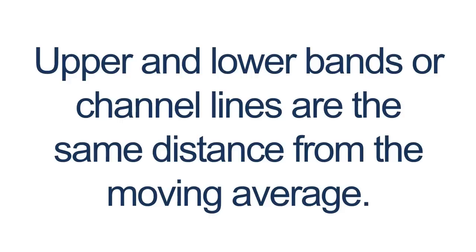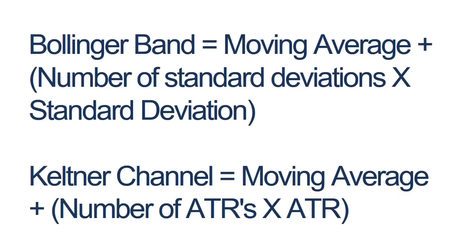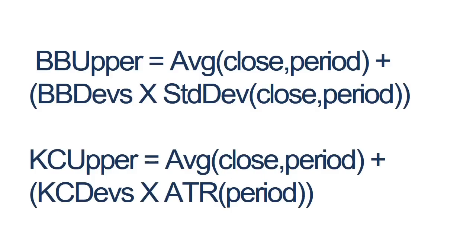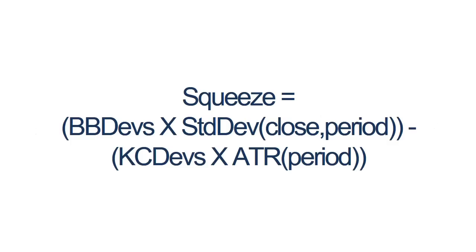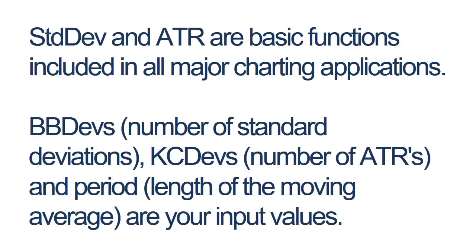Then the basic formulas we need are presented here. Or if we translate this into code, we get this. The squeeze is calculated by taking the difference between these 2 values, which simplifies right down to this. Standard deviation, the STD DEV, and the ATR are basic functions included in all major charting applications. The names are going to vary by your platform, but just dig around a little bit. Well, the BB devs, the number of standard deviations, KC devs, the number of ATRs, and period, the length of the moving average, are your input values.